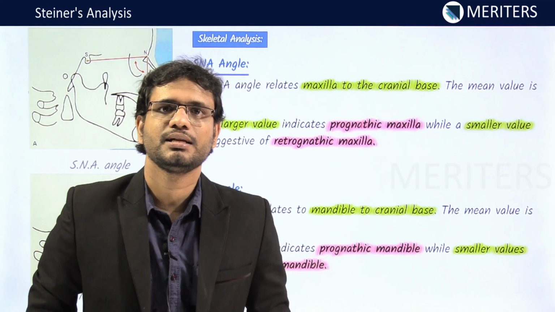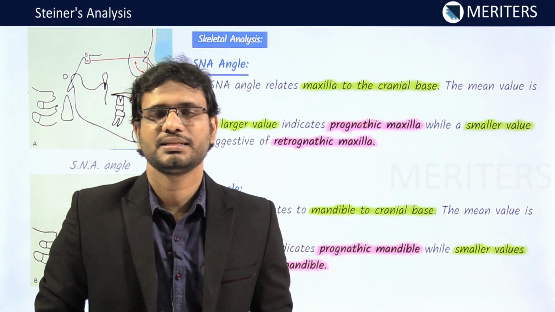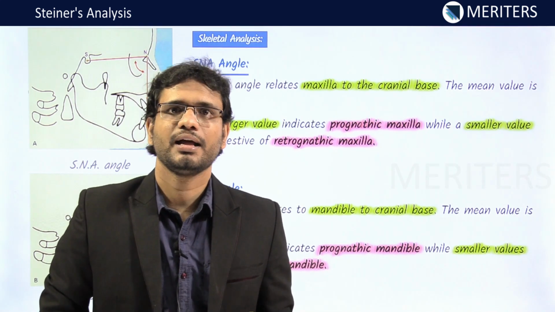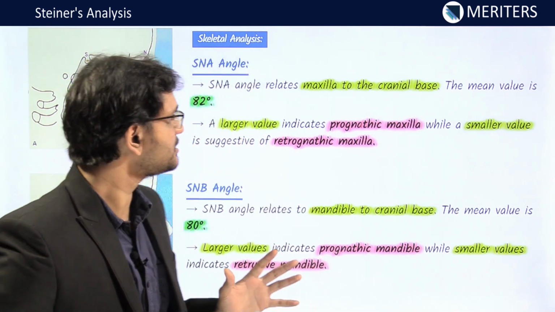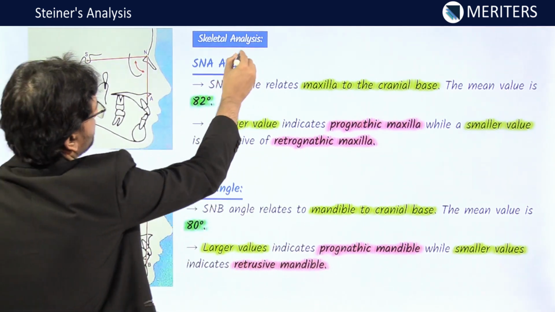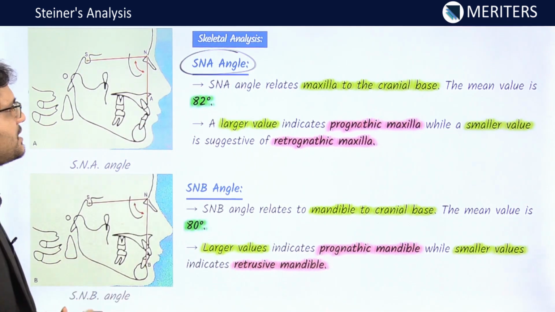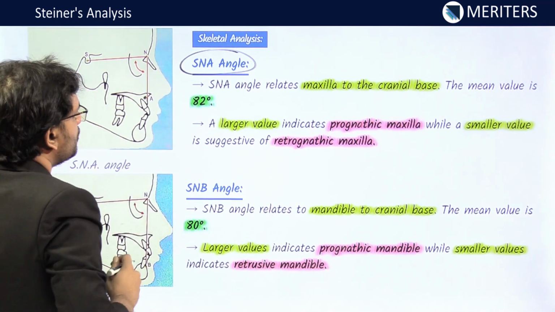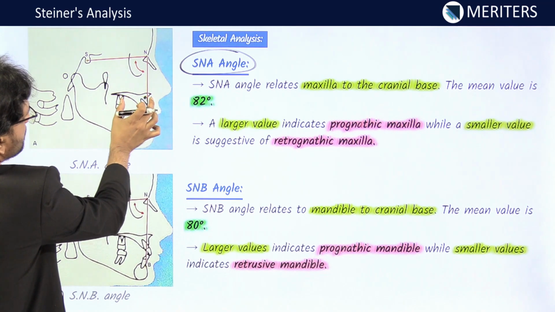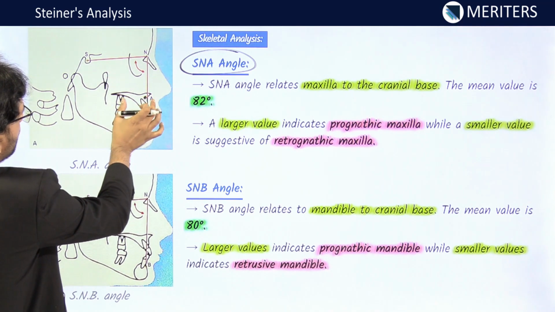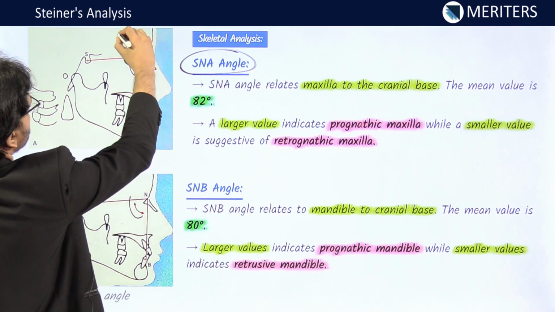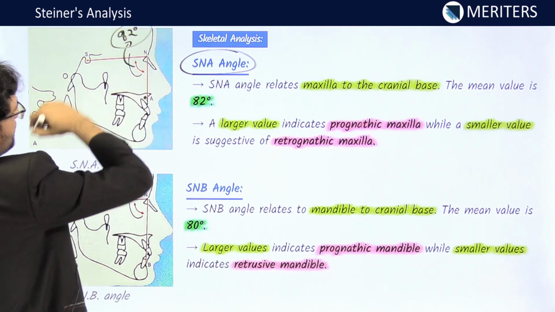In the skeletal analysis, we have five parameters: SNA angle, SNB angle, ANB angle, mandibular plane angle, and the occlusal plane parameter. So let's start with the SNA angle. Now this SNA angle, as we know, A is present on the maxilla, right? So it simply measures the relationship of the maxilla with the cranial base. The average angle should be 82 degrees in SNA analysis.